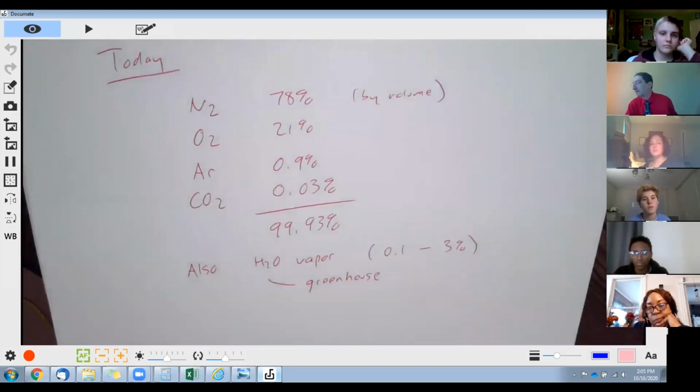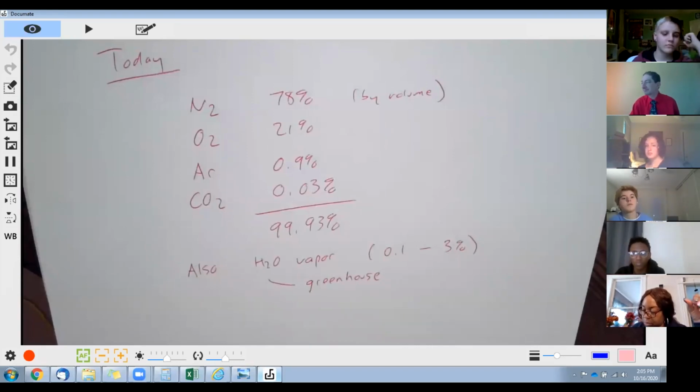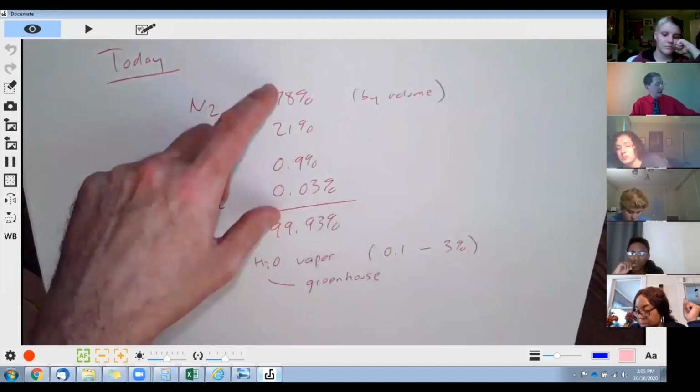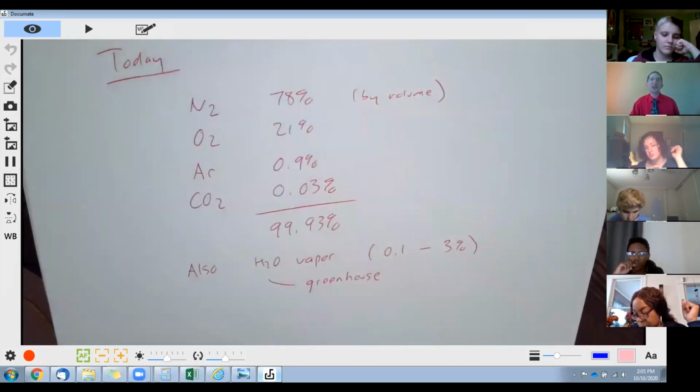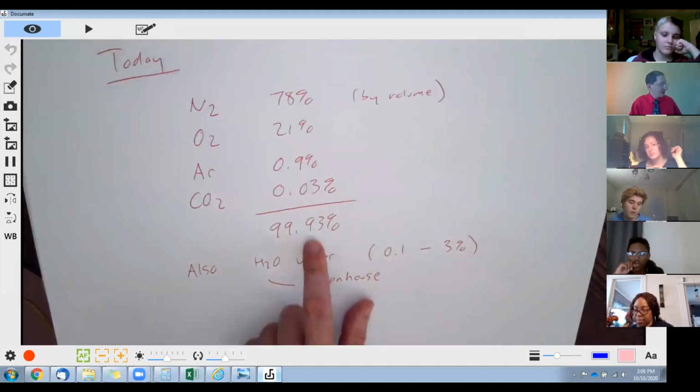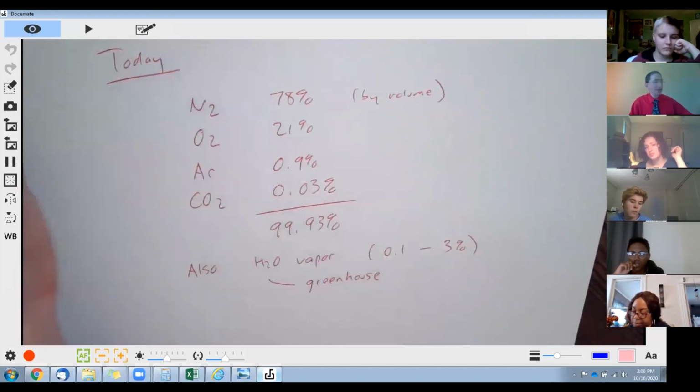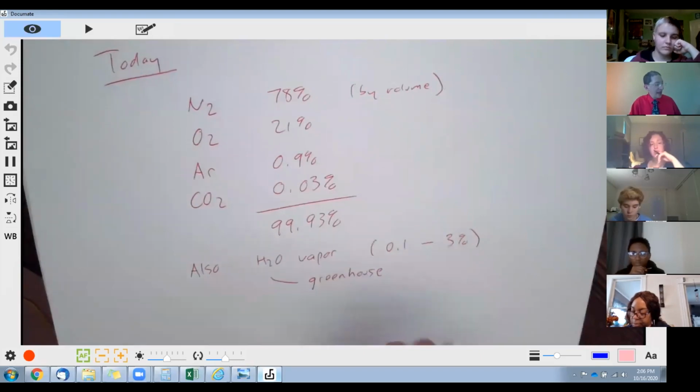So you said that water vapor could make up 0.1 to 3% of the atmosphere? How does that work with you saying that those other elements are 99.9%? That's right. These percentages are out of everything except for the water vapor. So you have another 0.07% of other stuff, and then you'd have to add this on top and then renormalize it.